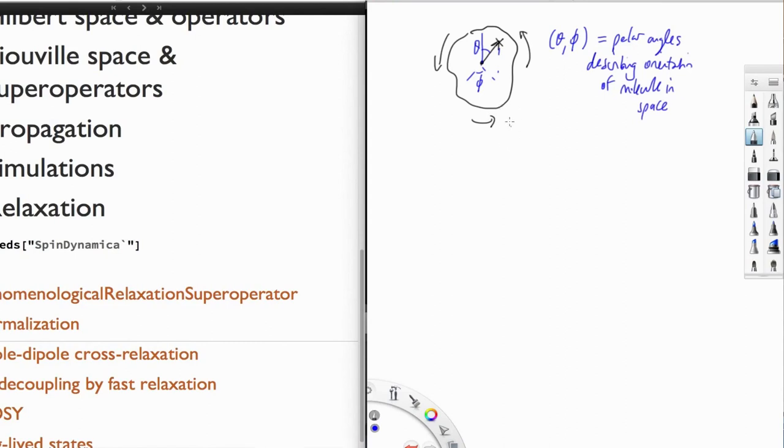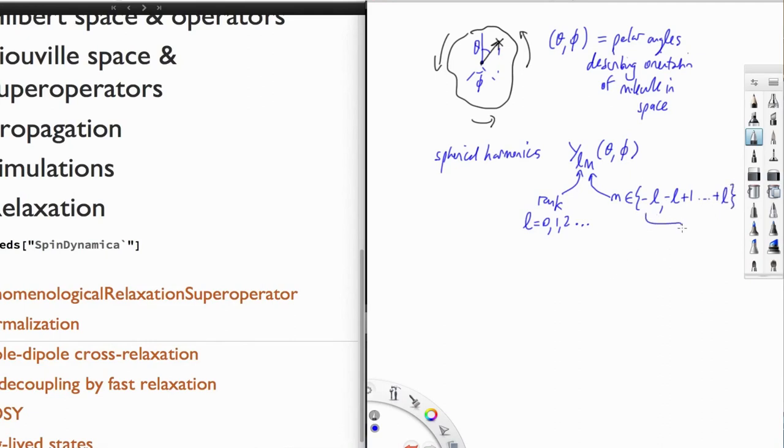Now, there are mathematical functions called spherical harmonics. And these are orthogonal mathematical functions, which are functions of polar angles. They're usually denoted by the symbol Y, and there's a whole set of them with subscripts L, M. L is called the rank, which can be 0, 1, 2. And then for each rank, one has a bunch of components, where M goes from minus L up to plus L in steps of 1. So there are actually 2L plus 1 values of M for each rank L.